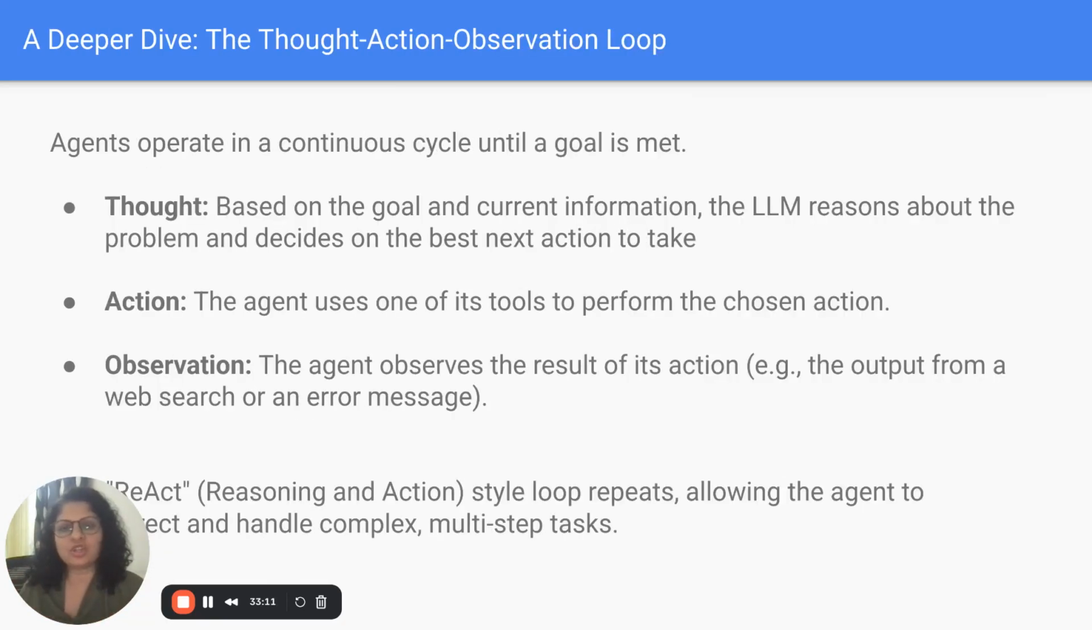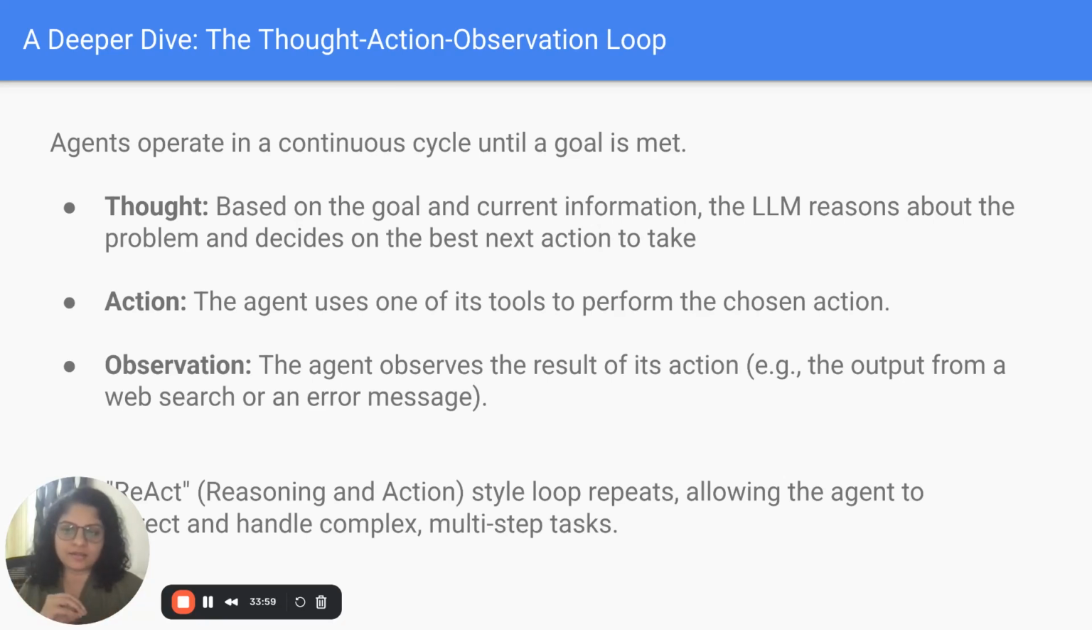So based on the goal and the current information, the LLM processes that thought, it takes some action, and it does the observation whether it is done or not. If the action is not completed, then it again goes into the thought, the action and the observation. So this process is reasoning and acting, so it's ReAct, we can say. It goes in a loop and loop until and unless the goal is achieved. So this is a deeper dive into AI agents.